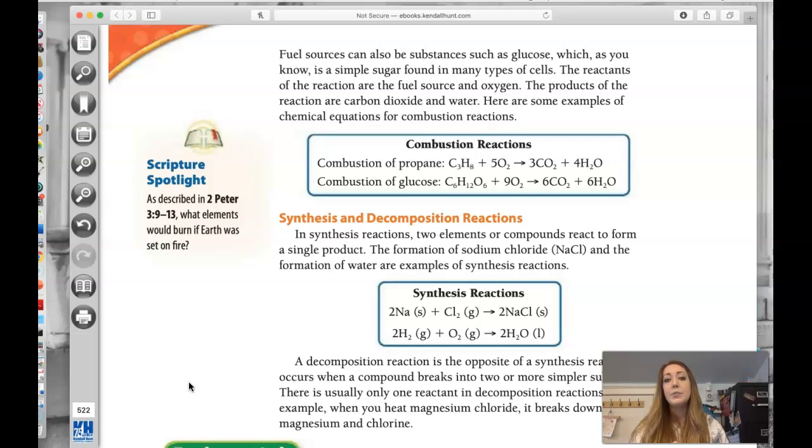The reactants of the reaction are the fuel source and oxygen. The products are carbon dioxide and water. So here we see combustion of propane. We're left with carbon dioxide and water. Combustion of glucose in our bodies, resulting in carbon dioxide and water.